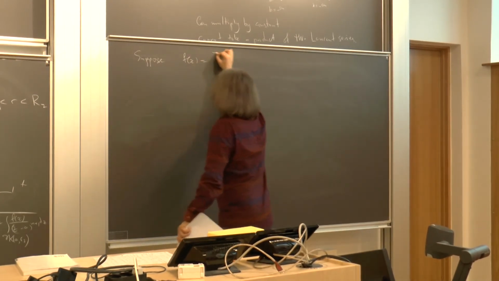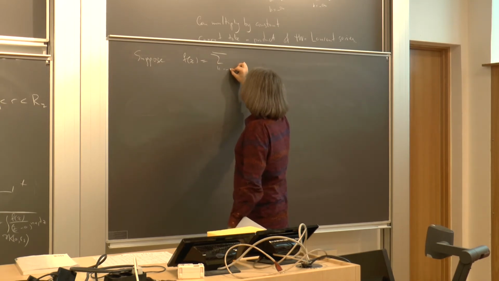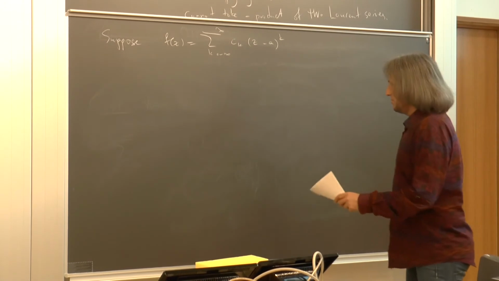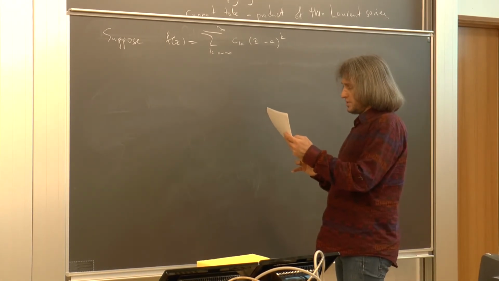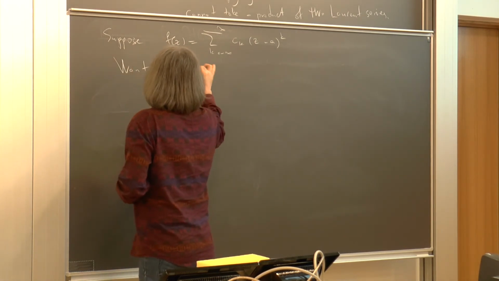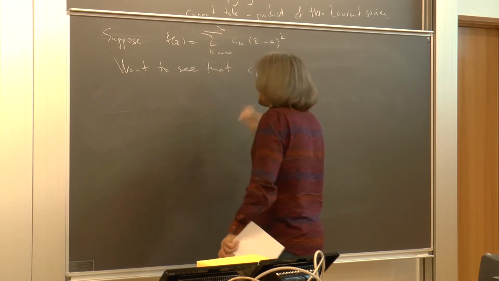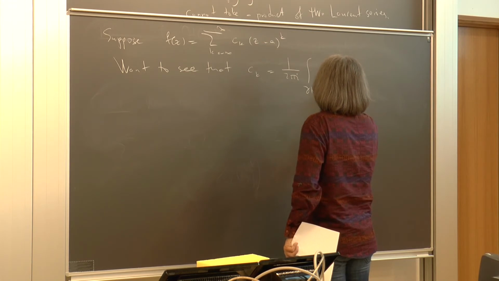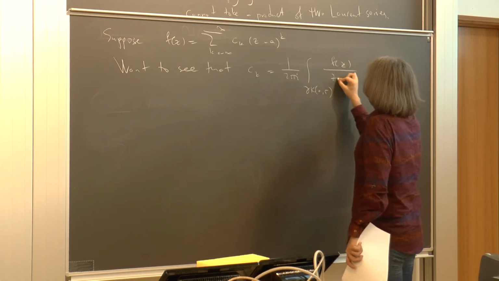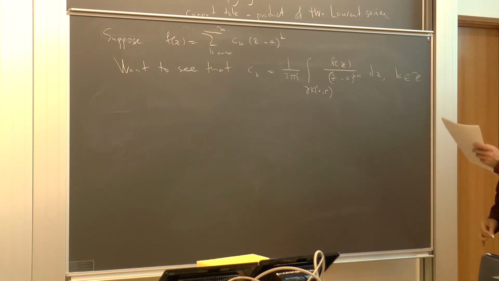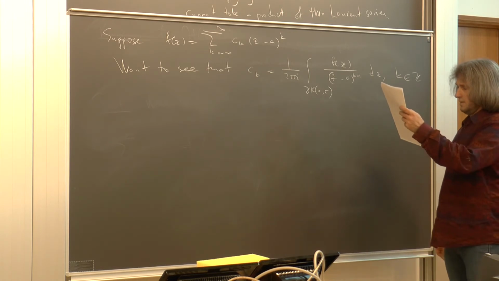f of z already is realized as the sum from k equals minus infinity to infinity of ck times z minus a to the k, absolutely converging, and so on. And we want to see that ck indeed equals what is written. Let's prove this. So just substitute.